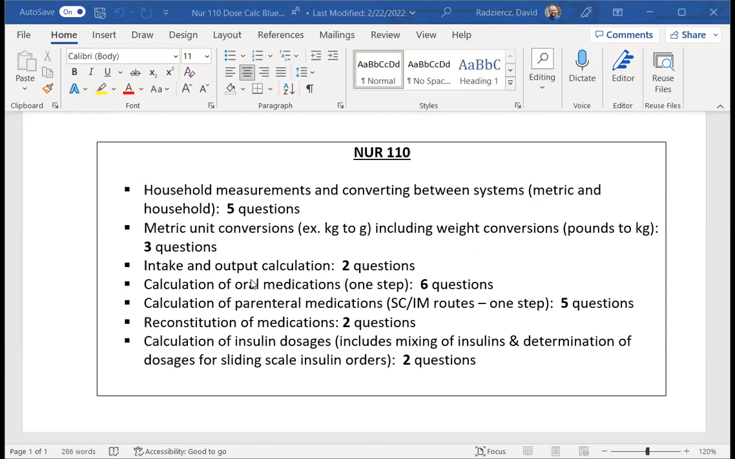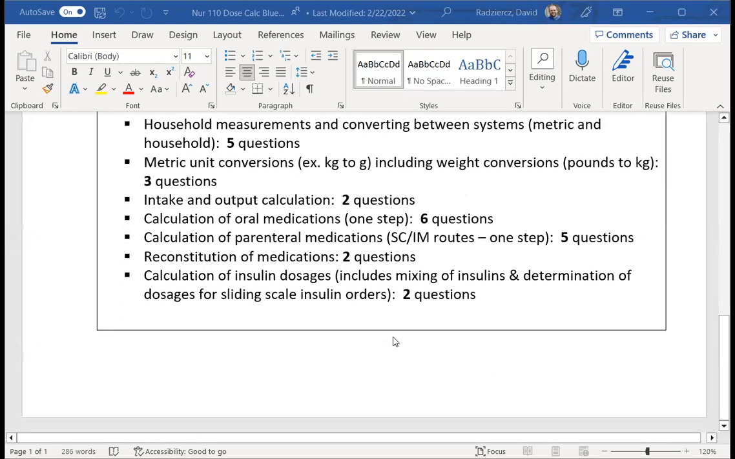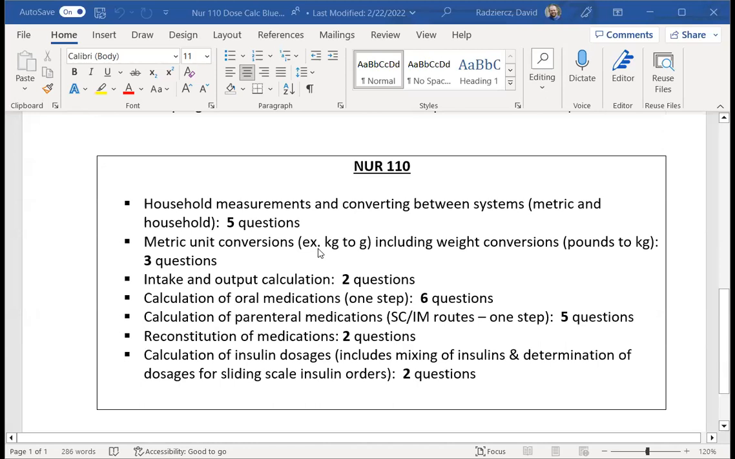You'll have 2 reconstitution questions, and that's a fun thing the first time you see it. But after you see it and know how it works, you can usually navigate through it. And then some insulin dosage questions, which is really just can you read a scale, a sliding scale, which is pretty straightforward. So I'm going to go ahead and switch over to the review.